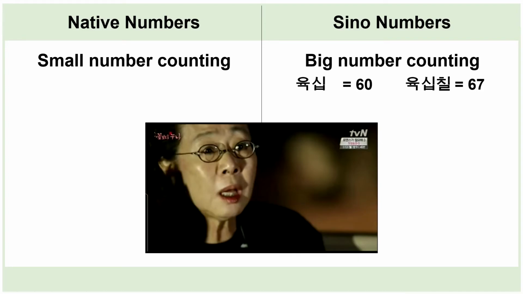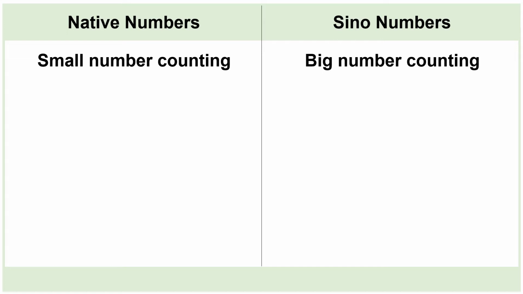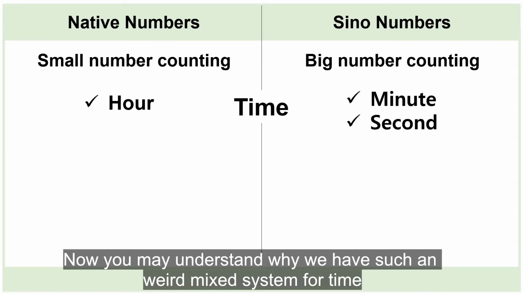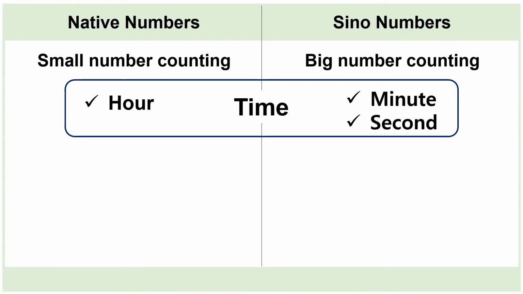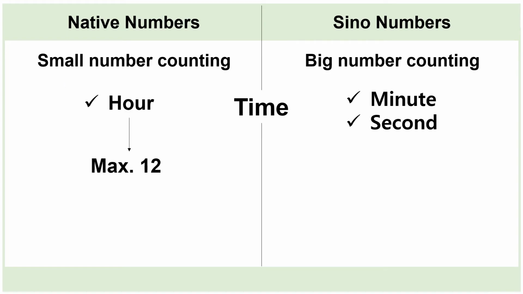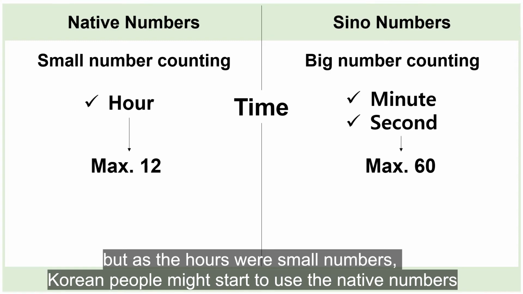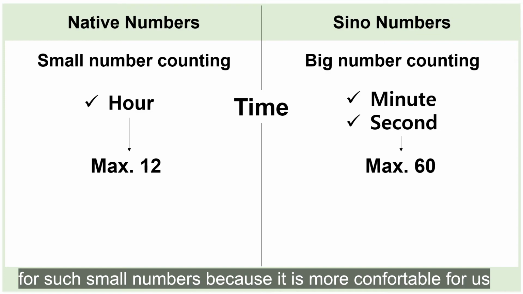If you know about Korean numbers, you may already know that for time, we say the native numbers for hours, and for minutes and seconds, we use the Sino numbers. Now you may understand why we have such a weird mixed system for time, because the hour is up to a maximum of 12, which is small, while the minutes and seconds are up to a maximum of 60, which is big. In my opinion, the hours also should be the Sino numbers originally, but as the hours were small numbers, Korean people might have started to use the native numbers for such small numbers because it is more comfortable for us.